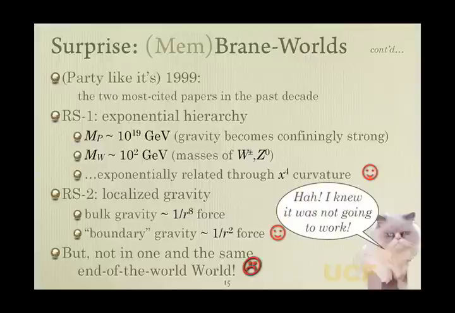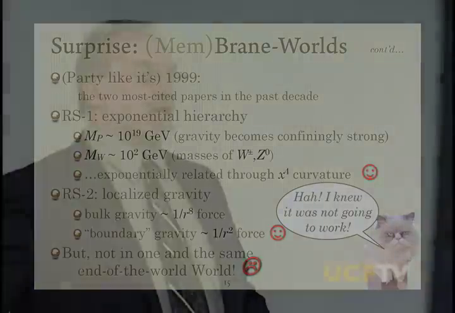So this is one of the hallmark papers. In the other paper, they show that it is possible to localize gravity, precisely what Greg Moore had asked me 3 years before. They've shown how to do it. So it is possible to have the bulk gravity, which goes as 1 over r to the 8th, and in the boundary to have 1 over r squared force. That's brilliant. Except in their models, it never happens at the same place.